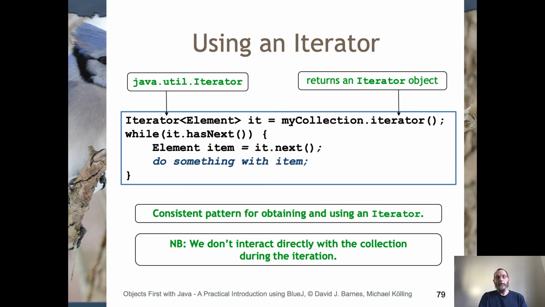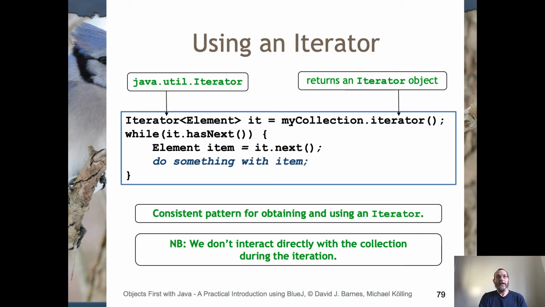This is the typical way in which we would request an iterator object from a collection and then make use of the object once we have it. The first step is to call the iterator method on the collection that we wish to iterate over, and that will return an iterator object typed according to the type of objects stored within the collection. So that will be the type that goes between the angle brackets after the word Iterator. The way that we use an iterator is to repeatedly ask it whether there are any more items in the collection to be examined, and as long as it returns true from the hasNext method, we can then continue the iteration and request the next item from the iterator.